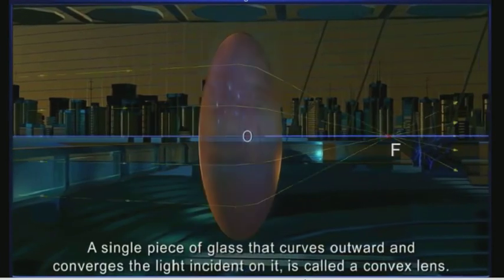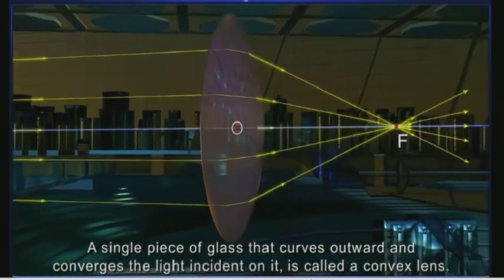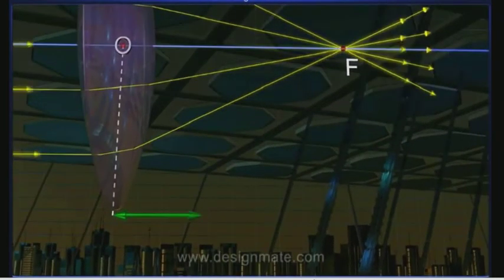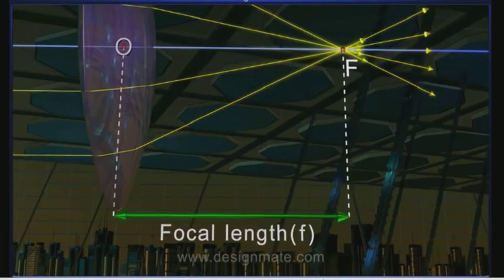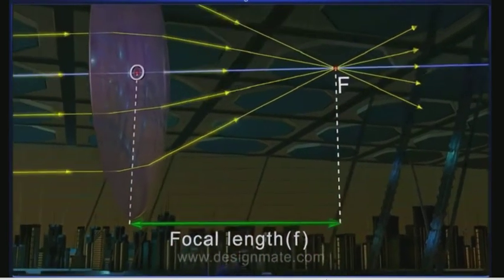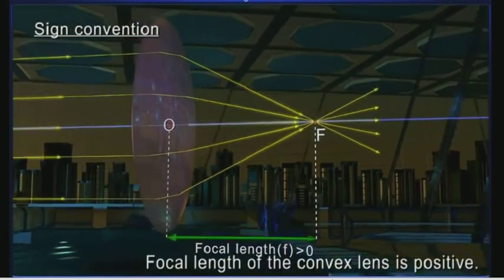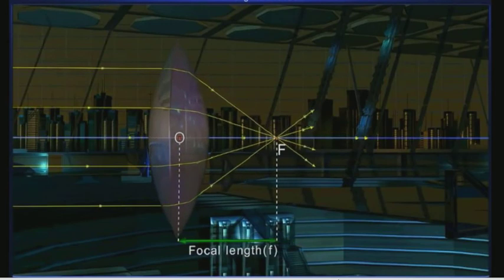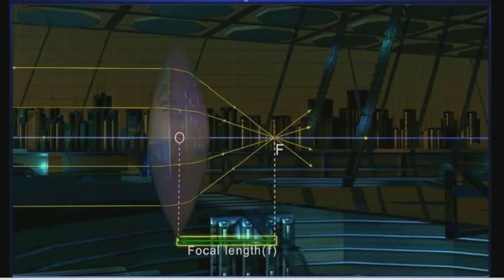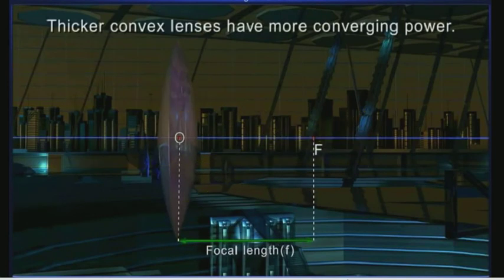A single piece of glass that curves outward and converges the light incident on it is called a convex lens. The distance from the optical center to the focal point is called the focal length of the lens and is represented by F. According to the sign convention, the focal length of the convex lens is positive. Thicker lenses having greater curvature bend the light more and thus have shorter focal length. Hence, thicker convex lenses have more converging power.